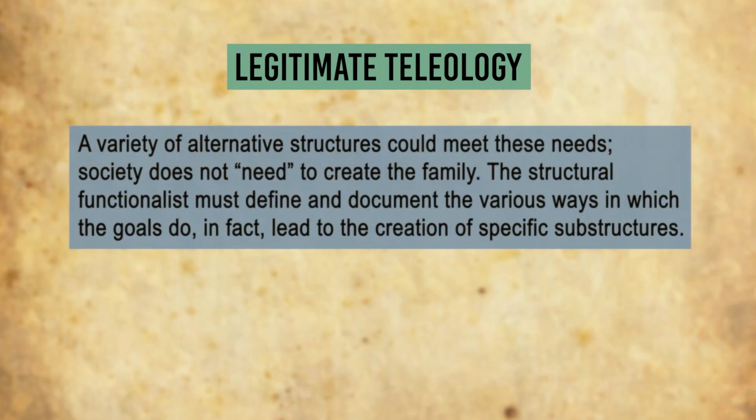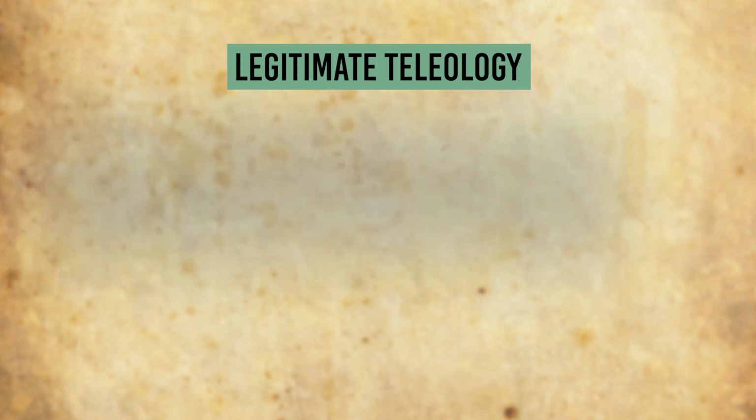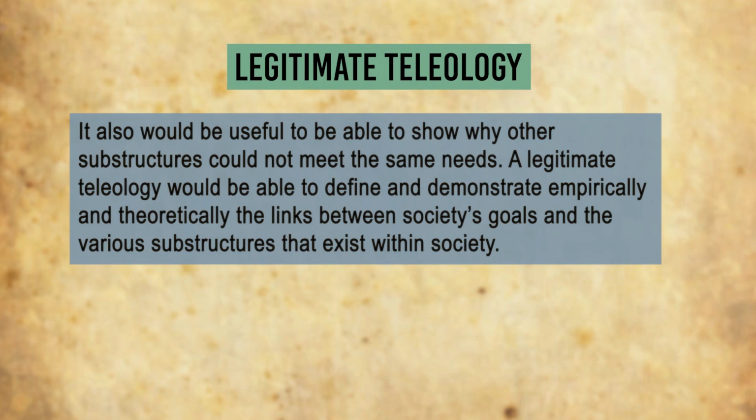Society does not need to create the family. The structural functionalists must define and document the various ways in which the goals do in fact lead to the creation of the specific substructures. And it is very wrong to imply that purpose or end states always guide human affairs. It would also be useful to be able to show why other substructures could not meet the same needs. A legitimate teleology would be able to define and demonstrate empirically and theoretically the links between society's goals and the various substructures that exist within the society.